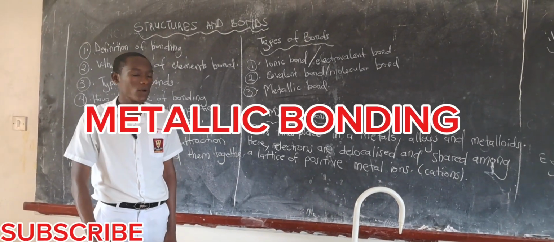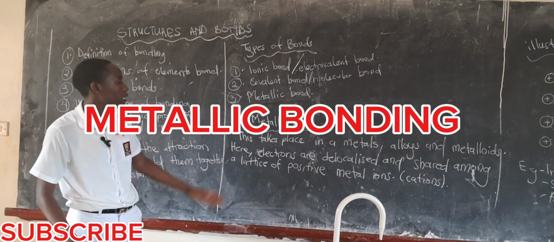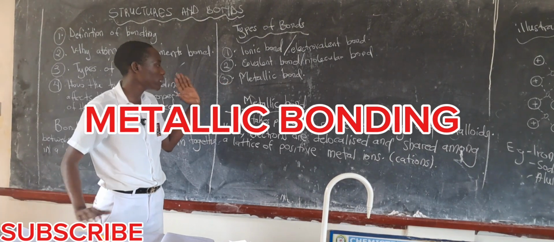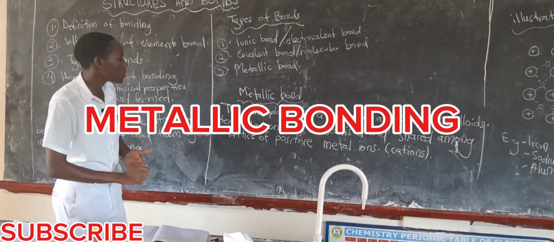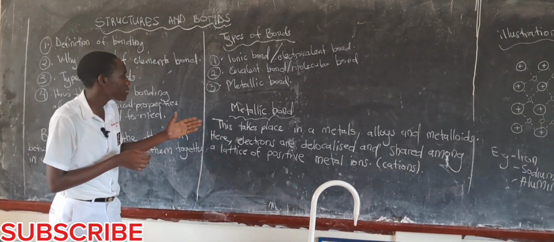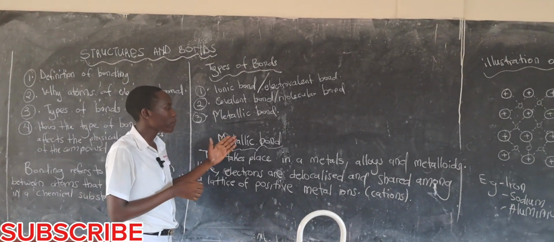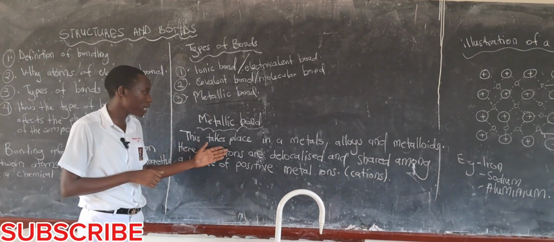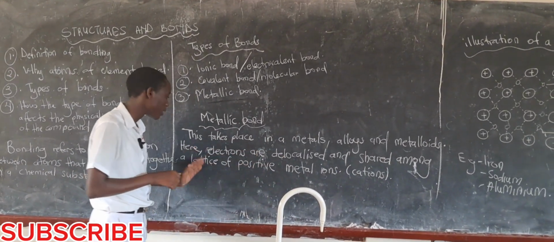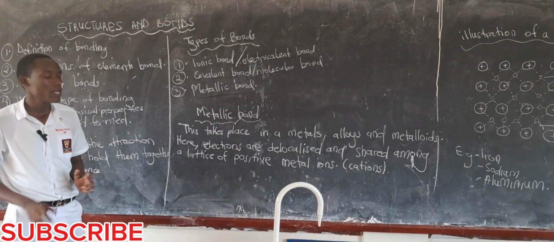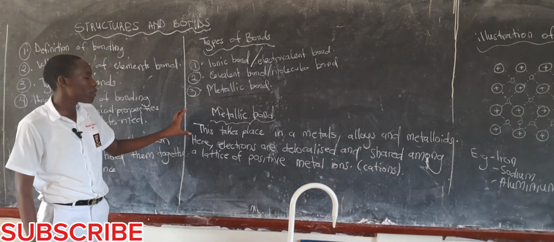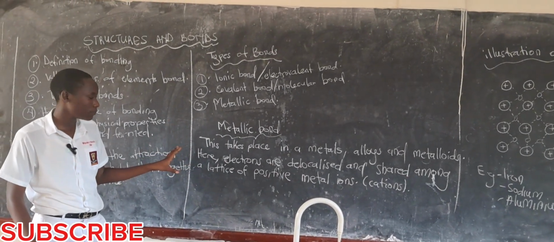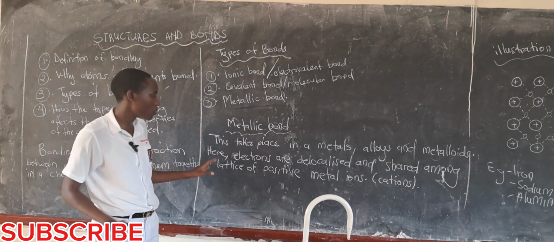Once again, our dear viewers, we've talked about the ionic bond, the covalent bond, and now let us go to the third and the last type of bond, which is called the metallic bond. So what happens in the metallic bond? This type of bond takes place in metals, alloys, and metalloids. Here, electrons are delocalized and shared among a lattice of positive metal ions. Now, ladies and gentlemen, this type of bond takes place in a metal, for example, iron, aluminium, and sodium, and many other metals.